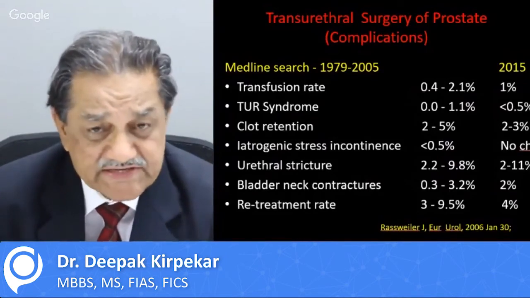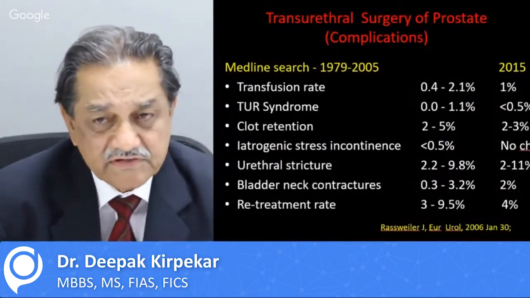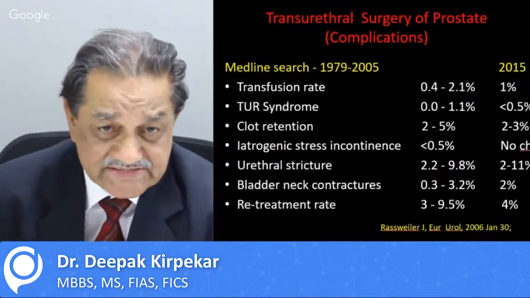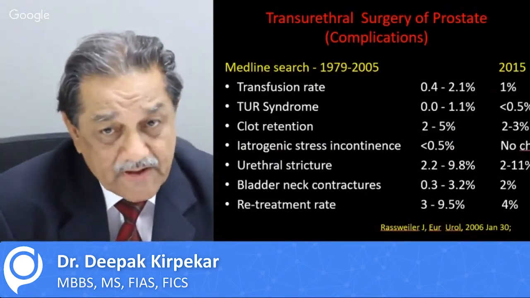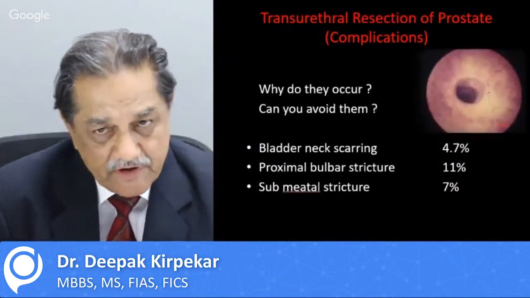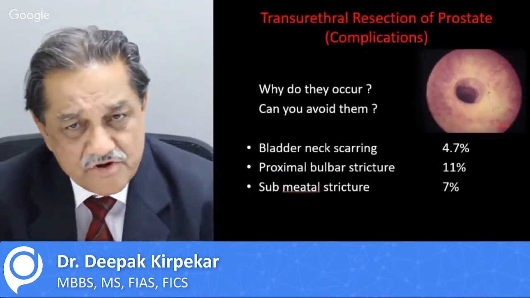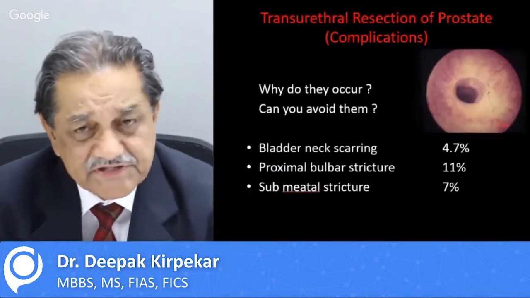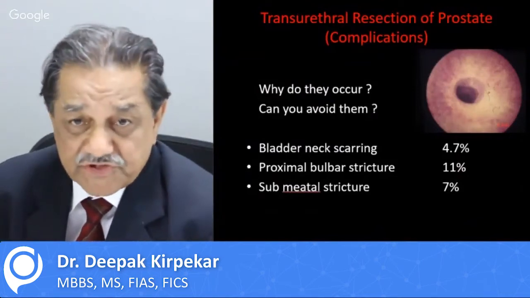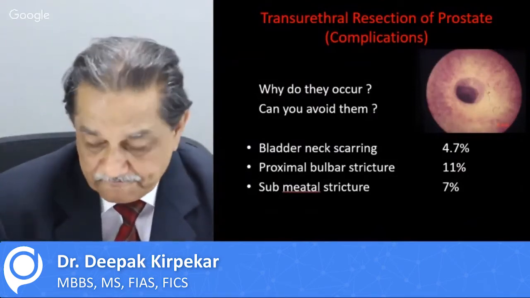But if you look at this slide, there were three conditions which were not changing in spite of all the advances: urethral stricture, iatrogenic stress incontinence, and bladder neck contractures. Why do they occur? They mainly occur because of discrepancy in the urethral lumen and the size of the instrument, and the time that you spend within the urethra.